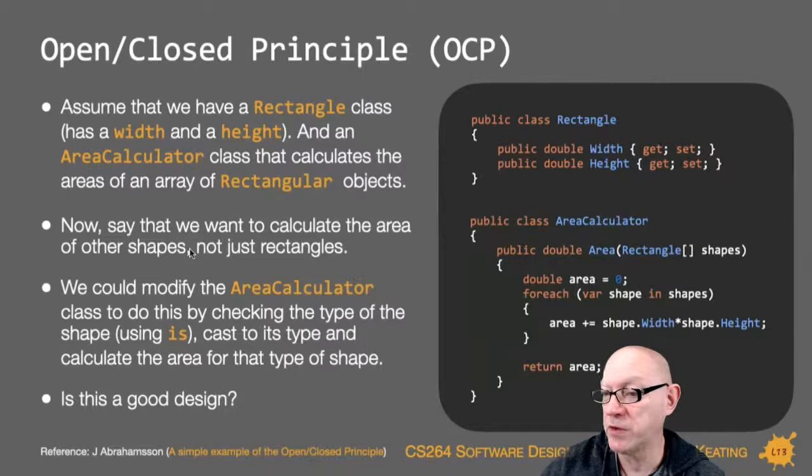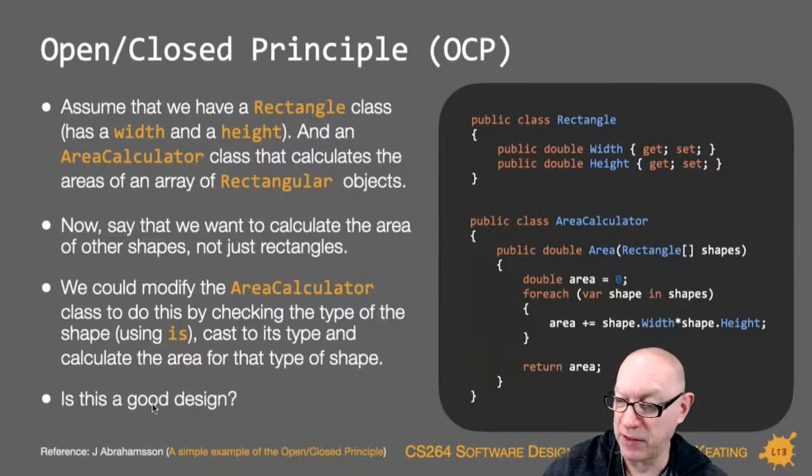Let's say we want to actually calculate the area of other shapes and not just rectangles. Let's say we started with this one over here. We could modify the area calculator class to do that by checking the type of the shape using is, cast to the type, and calculate the area of the shape. In other words, is that a good design?